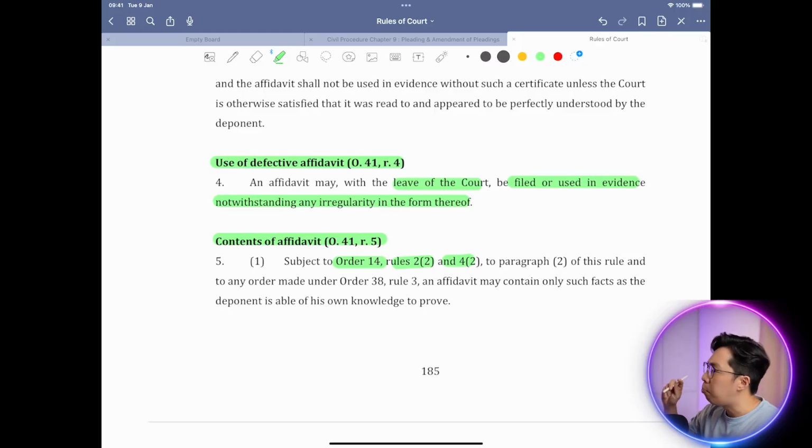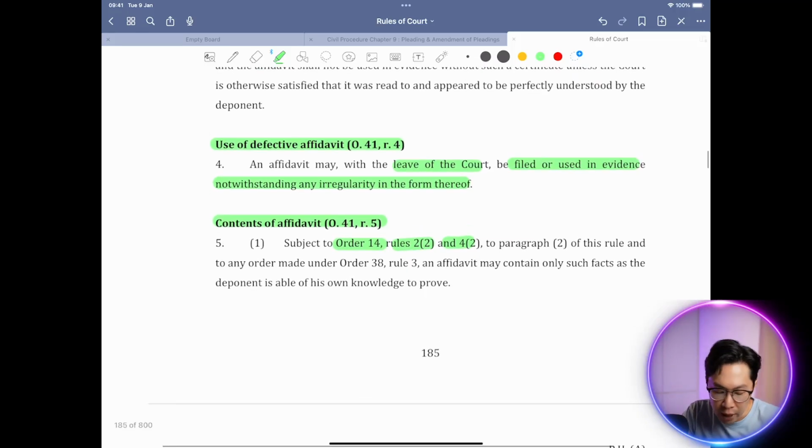Meaning, when you apply for a summary judgment under Order 14, Rule 2, your affidavit may contain hearsay evidence. You may not understand what is hearsay right now, but take it as it is. When we do evidence, you will understand. So it says here, come back to Order 41, Rule 5: subject to Order 14, Rule 2, affidavits may contain only such facts as the deponent is able, of his own knowledge, to prove.